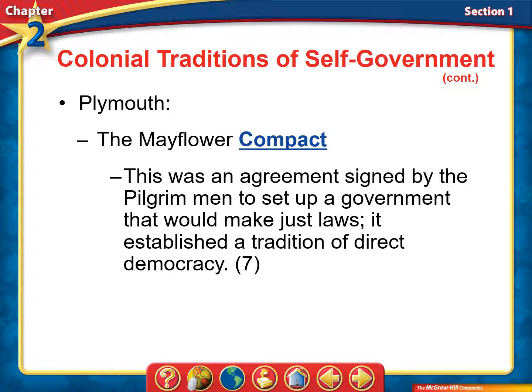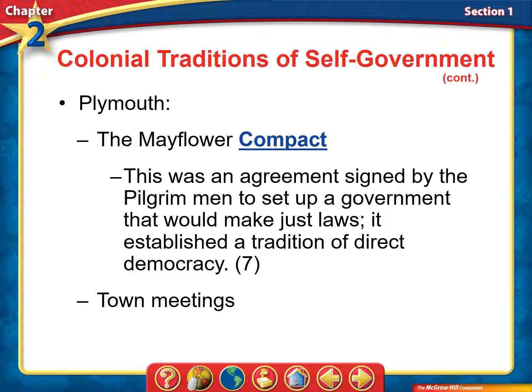And the Mayflower Compact was signed by the men of the colony, whereupon they agreed to set up a government that would make just laws and a system of direct democracy, because they were a small colony. But here's the catch. Only the white landholding men got to be a part of this. So it's really not a direct democracy. We could call this an oligarchy, if you will, a rule by a small group of people claiming to represent the others. But whatever. So the Mayflower Compact is a version of self-government.